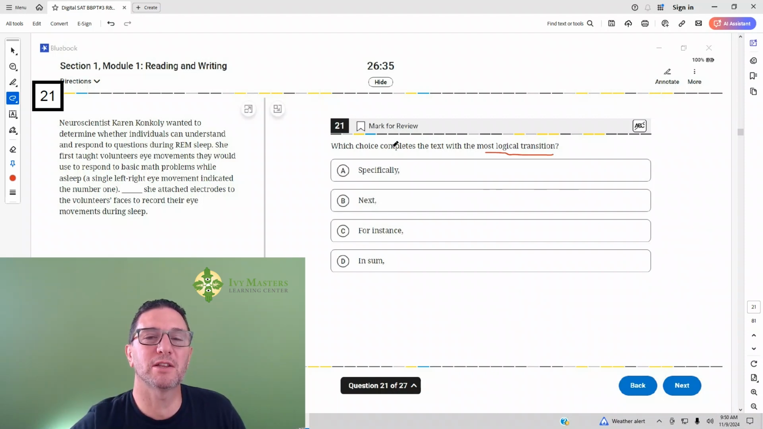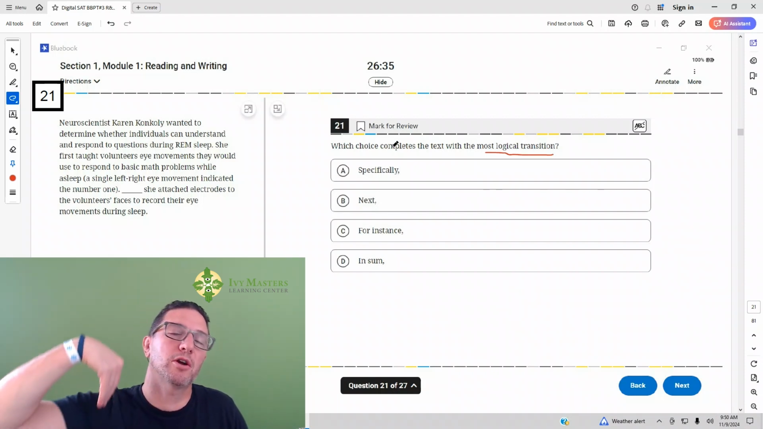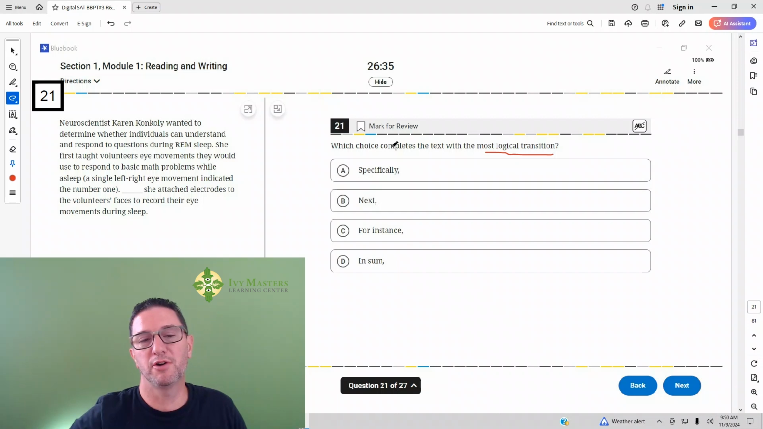When it's asking about the transition, what you want to do is determine whether what comes before and after the blank shows similarity or difference. Let's go to the passage.